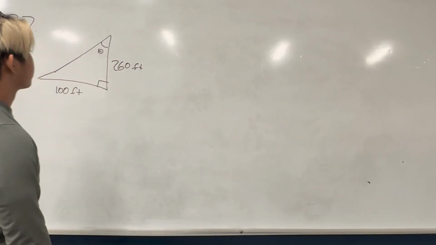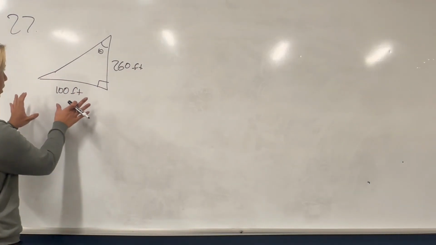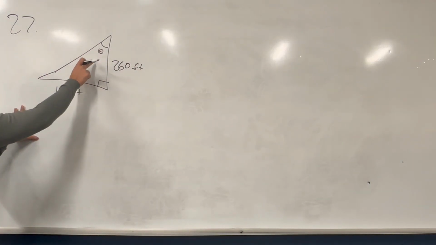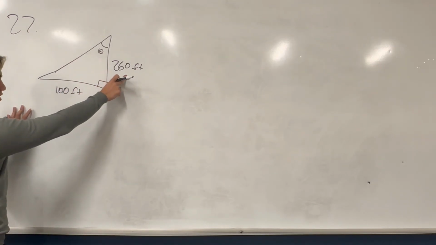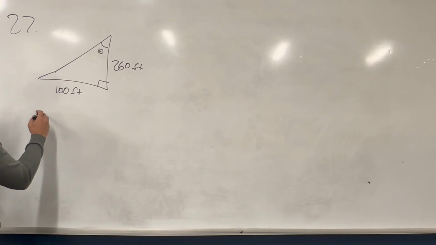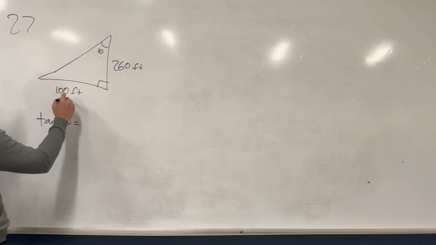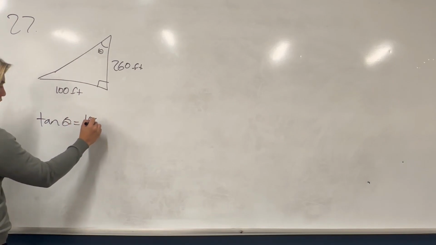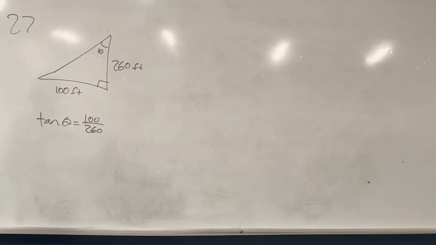Okay, so pretty much, what they gave us here, in terms of the angle, is the opposite and the adjacent. So if we write this out, tan theta is equal to what? Opposite is 100 and adjacent is 260. Boom. But now we're tasked to find the angle. What is the angle, right?